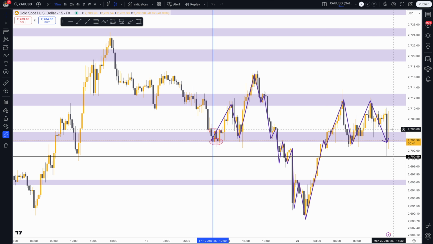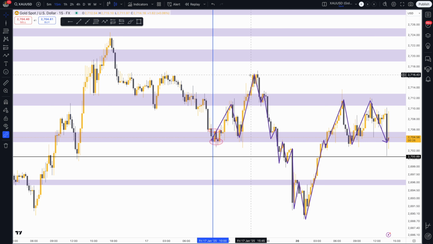So as you can see, we had this initial test of around the 2705 mark. Price then pushed up to test our point of interest of 2710 as a resistance, found resistance at this level, and then dropped back down to test this same area of around 2705 again.